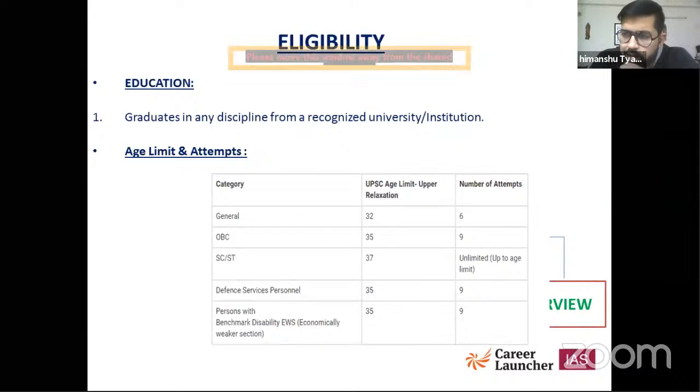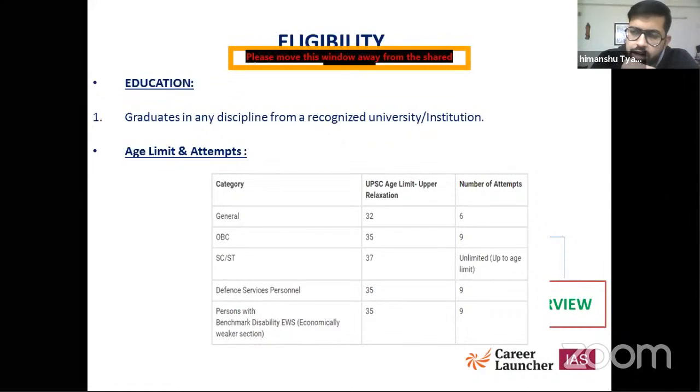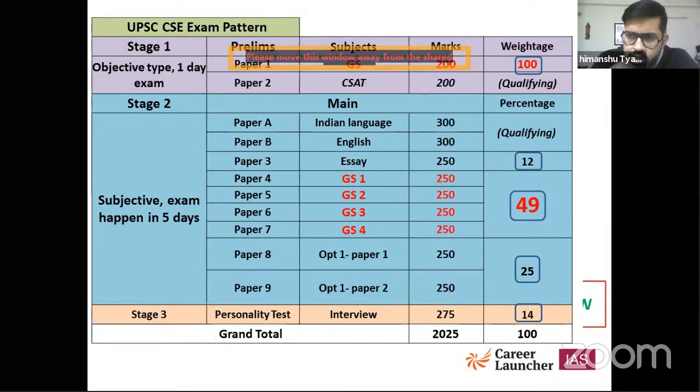Eligibility: you just need to be a graduate between 21 to 32 years of age, and you can give the examination 6 times if you're from the general category. If you're from a reserved category, there is certain age relaxation, and the number of attempts is higher for students belonging to the reserved category. Graduation, any graduation, you just need to have passed. There is no percentage criteria.